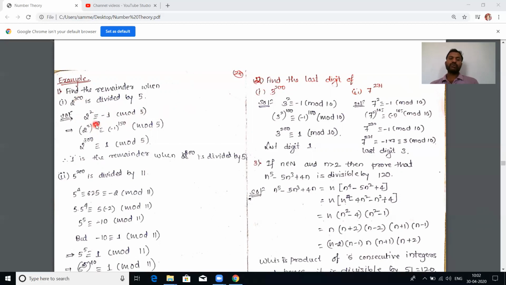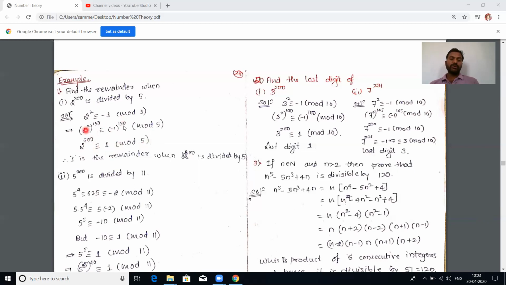So we'll raise the power 150 on both sides. By index laws, a raised to m whole raised to n is a raised to m into n. So raising the power on both sides, 2 square whole raised to 150, that is 2 raised to 300, is congruent to minus 1 raised to 150. Minus 1 raised to an even number is plus 1. Therefore 2 raised to 300 is congruent to 1 mod 5.